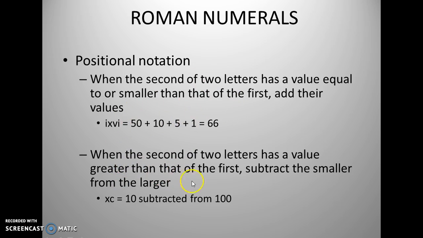When the second of the two letters has a value greater than the first, we subtract the smaller number. For example, here, C is 100, X is 10. So the 10 is subtracted from 100. This is 90.